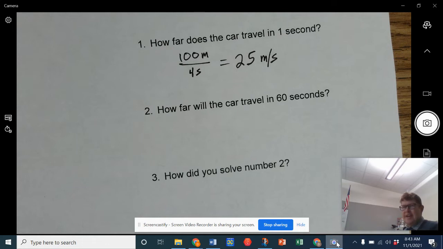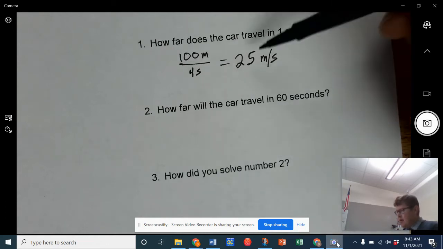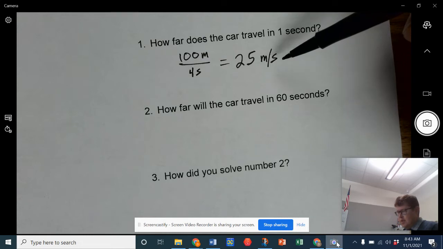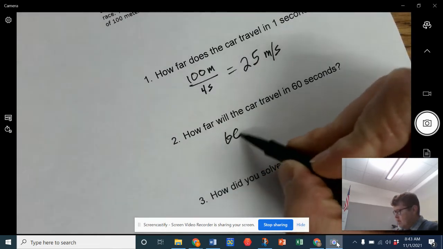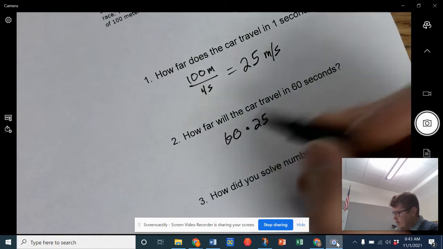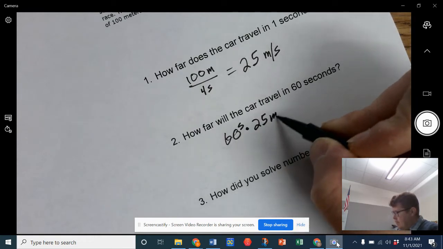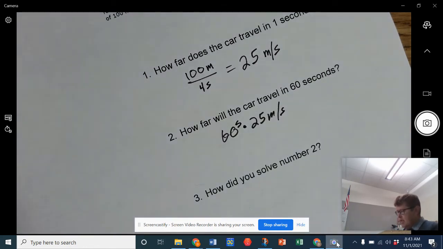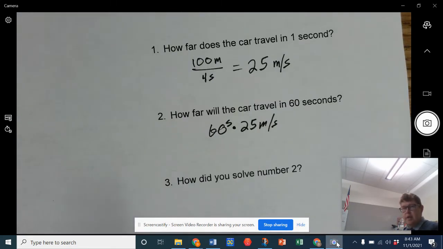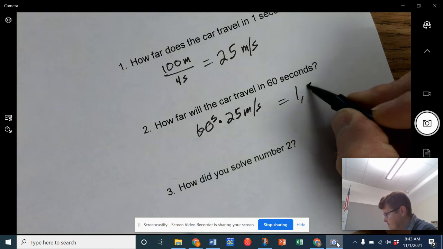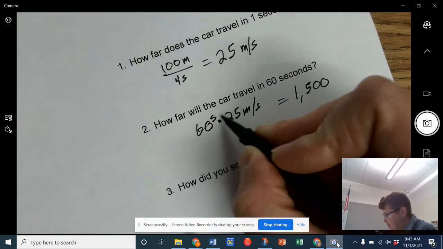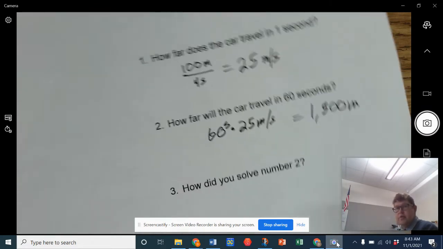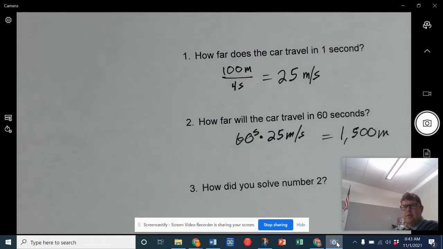So how far does the car travel in 60 seconds? Well, you know how much it travels in 1 second. That's 25. So you're just going to take 60 and multiply by 25. And this is 60 seconds, this is 25 meters per second. And I like setting it up like this because it eliminates the variables that need to be eliminated, right? So we've got 60 times 25, which gives us 1,500 after we multiply them together. So yeah, those seconds get eliminated, and it ends up traveling 1,500 meters in 60 seconds.